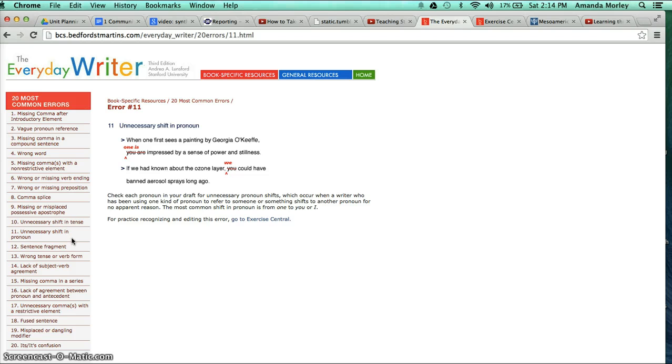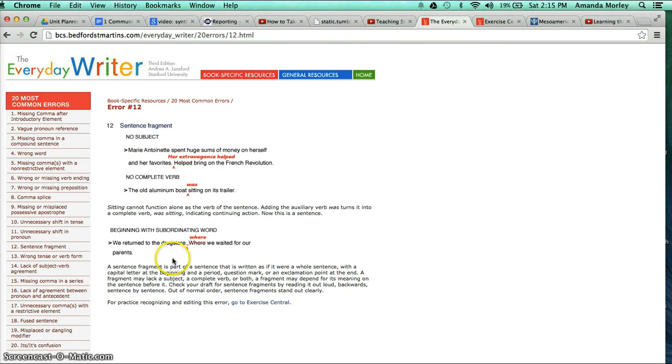Unnecessary shift in pronoun. Many times we say something like either a big idea and then we just put it, or instead we're talking about one person, but it's too confusing to say he or she, so we use they, which is not good. When one first sees a painting by Georgia O'Keeffe, you are impressed by a sense of power and stillness. Nope, we're talking about one. We're not talking about when you first see it. So we would say one is. If we had known about the ozone layer, we could have banned aerosol sprays long ago. You need to stick to which pronoun you are discussing.